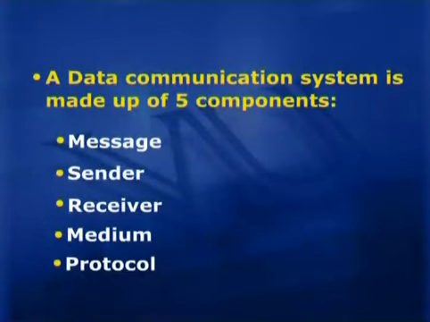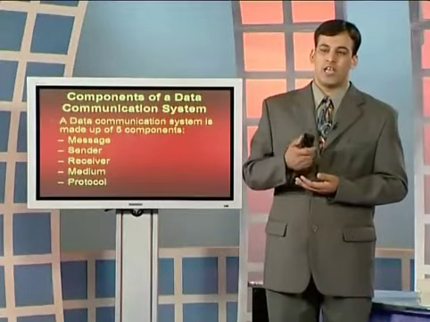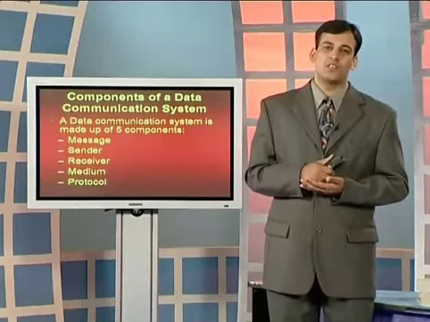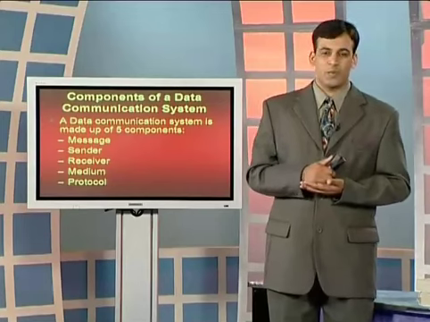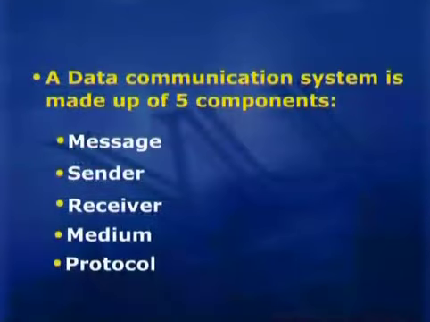The third important component of a data communication system is the receiver. The receiver is the device that actually receives the message. Similar to the sender, it can be a computer, it can be a workstation, it can be a television, it can be a computer monitor, or in short, it can be anything that is capable of receiving the data that is sent from the sending end.